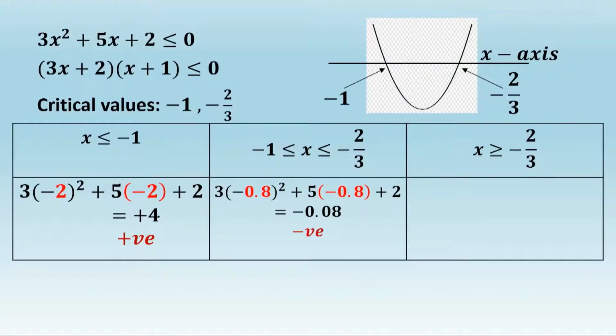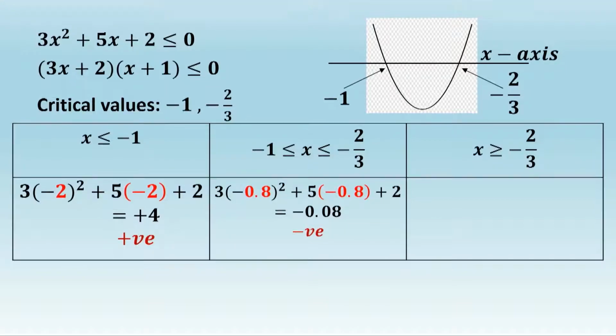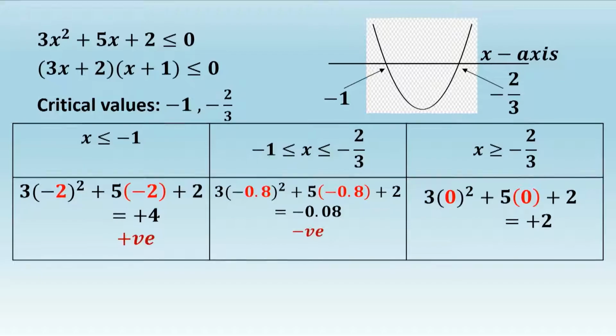For the last range now, we take any value of x. For example, we can take 0. Substitute it in dy by dx. 3 into 0 to the power of 2 plus 5 into 0 plus 2, which is equal to plus 2. dy by dx in this range is positive.